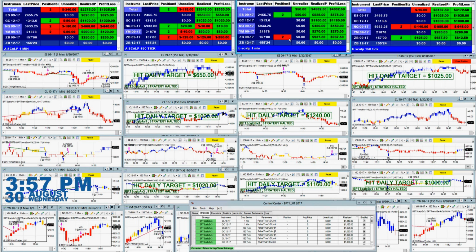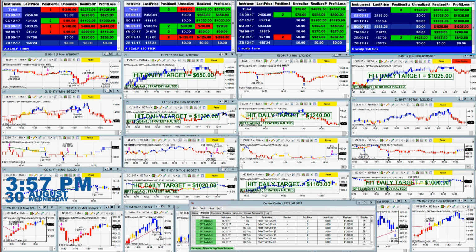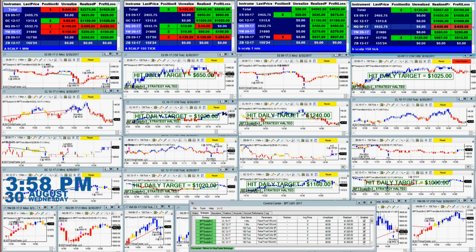But I want to highlight something about the NASDAQ today. On the 150 ticks, the NASDAQ took a lot of beating today. And this is what a lot of traders don't pay attention to, that everything is in the green except the NASDAQ on the 150 ticks.